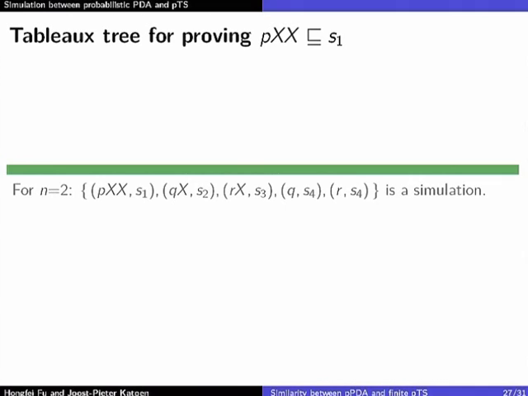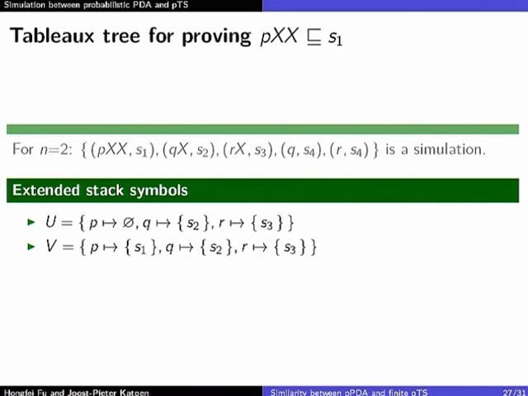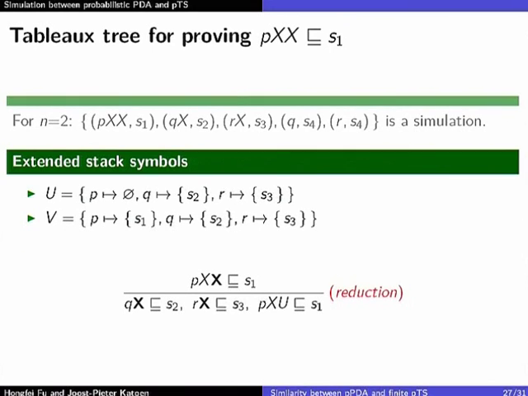And how does it work? What we do is we use this tableau technique. So this is what we need to prove. We have some extended stack symbols. Remember, those map basically control states to sets of states in the finite transition system. So these are two stack symbols, U and V. And then we go as follows. You have to read it as: if these premises hold, then I can conclude what is above the line. It's not the way you probably are used to, but in those tableaus it goes from bottom to top. So this is a reduction rule that tells you if this holds and this holds, and in addition I know that this holds, then we can conclude this. And how does that work?